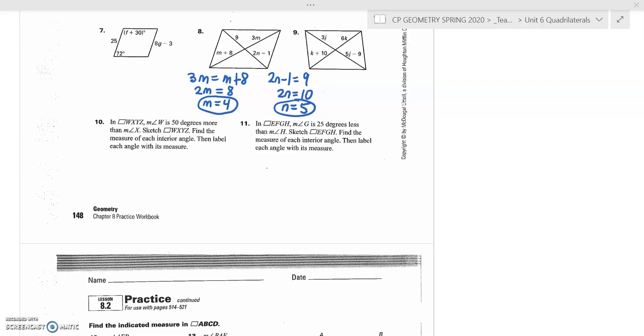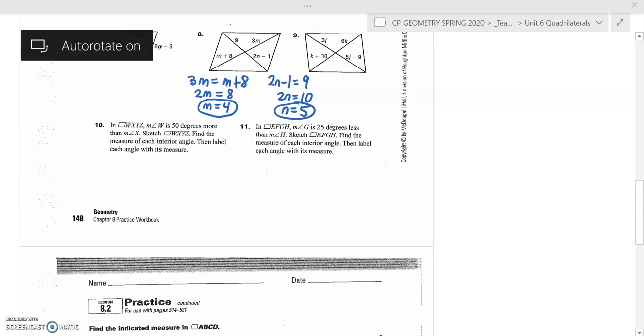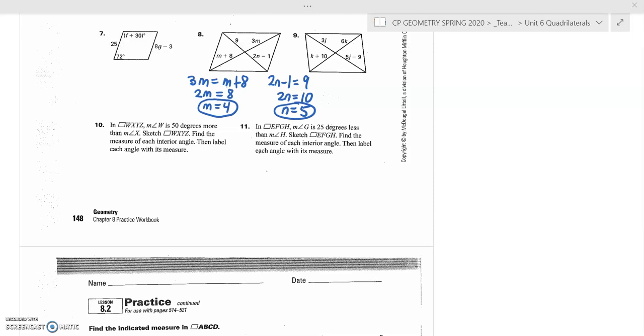Now we've got a little word problem here. So we're going to have to draw the diagram, which is no big deal. All right, so it says in parallelogram EFGH, the measure of angle G is 25 degrees less than the measure of angle H. So first, let me go ahead and draw myself a picture of what's going on. Okay, and this is parallelogram EFGH. Okay. So angle G is 25 degrees less than angle H.